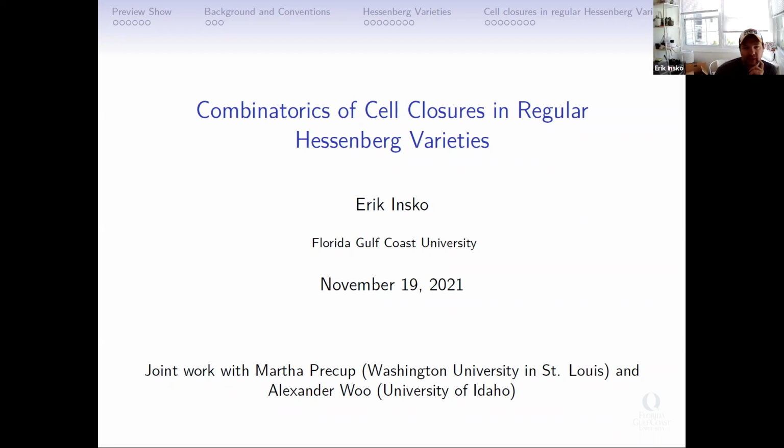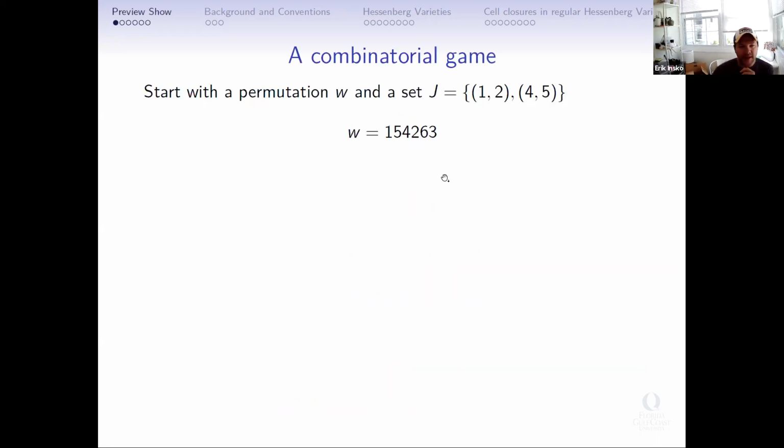I want to start off this talk by playing a little combinatorial game with a permutation and a set. We'll start with the permutation 1, 5, 4, 2, 6, 3. And the set J will be a set of ordered pairs of adjacent integers, in this case 1, 2 and 4, 5. We're going to ignore J for just a second and just look at W.